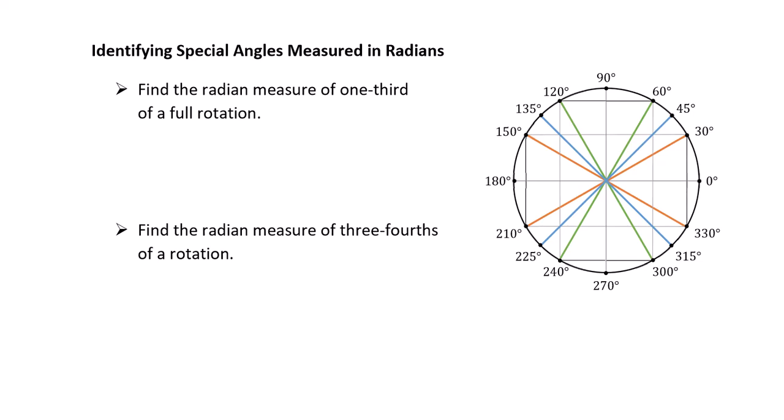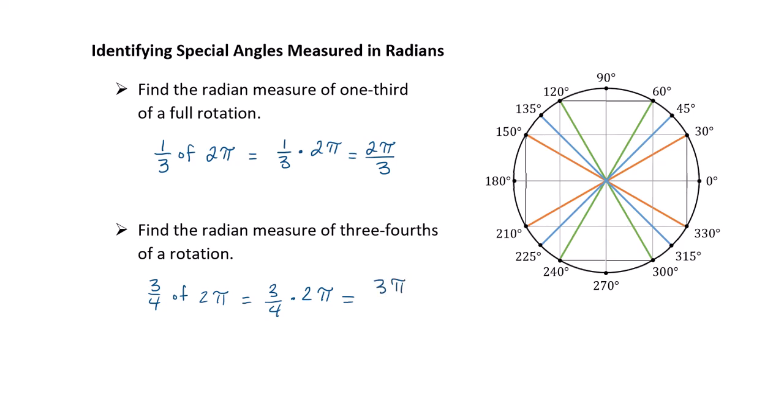Identifying special angles measured in radians. What is the radian measure of 1/3 of a full rotation? That would be 1/3 of a full rotation 2 pi. That is 1/3 times 2 pi, which is 2 pi over 3. What is the radian measure of 3/4 of a rotation? 3/4 of 2 pi is going to be 3/4 times 2 pi, which is 3 pi over 2. You can see some special angles marked here. We'll learn more about these angles and the relationships between them as we proceed through the course.